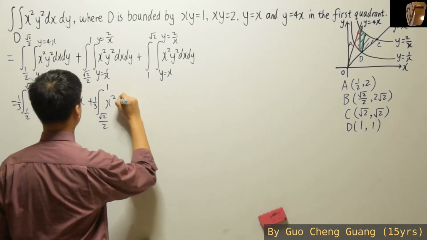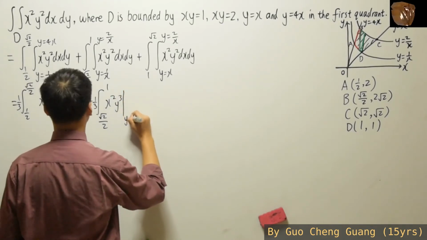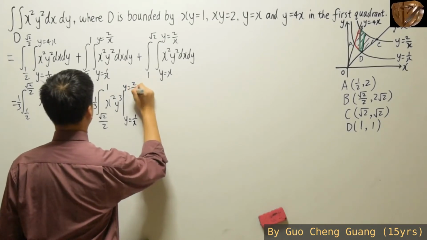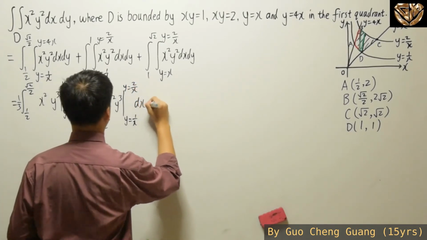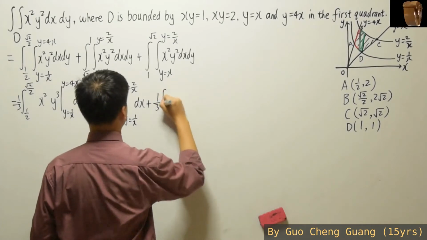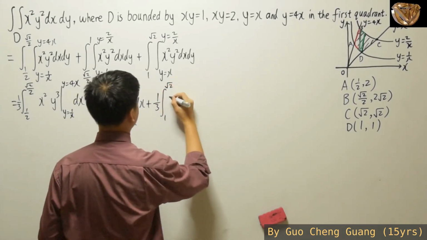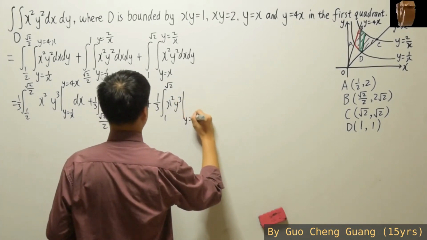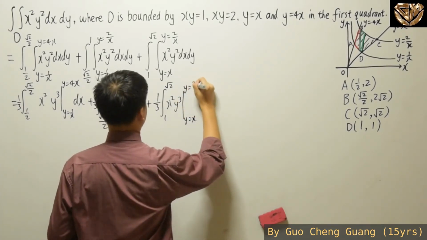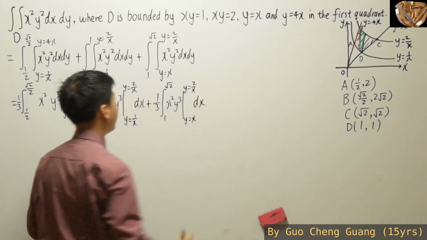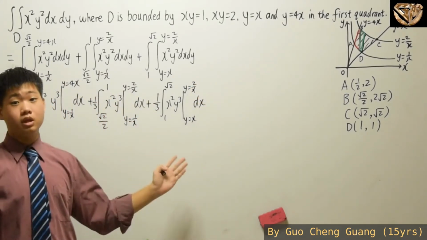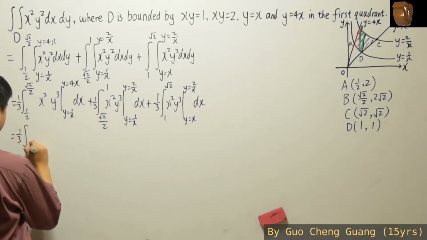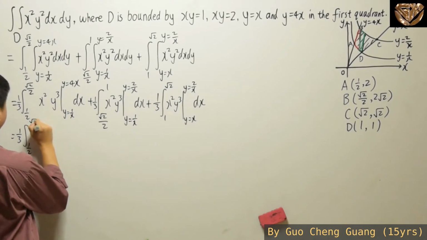So x squared, y cubed, y in this case is from 1 over x to y is equal to 2 over x, then dx. For the next, you have to integrate from 1 to square root 2 to get x squared y cubed, y is equal to x to y is equal to 2 over x dx. And next, we would substitute them in. So when you substitute them in, you would get 6 different terms.